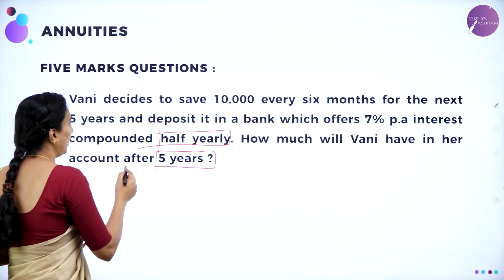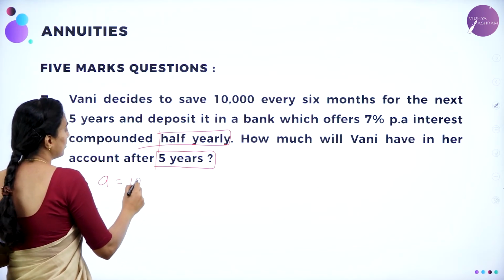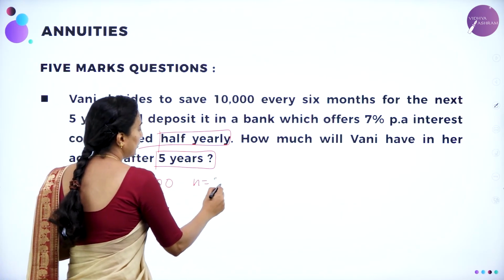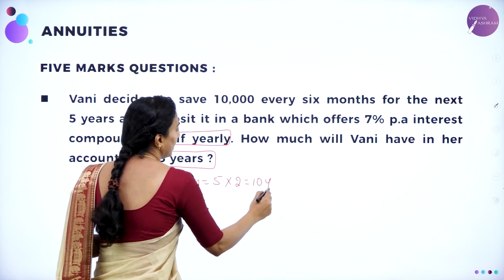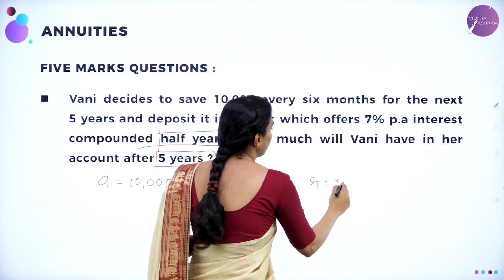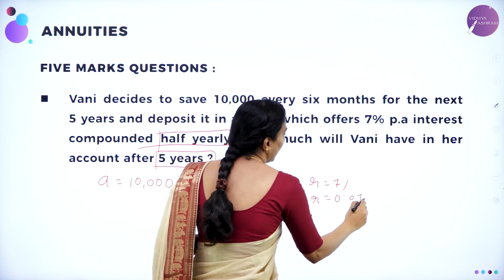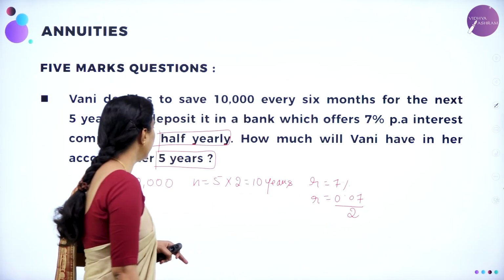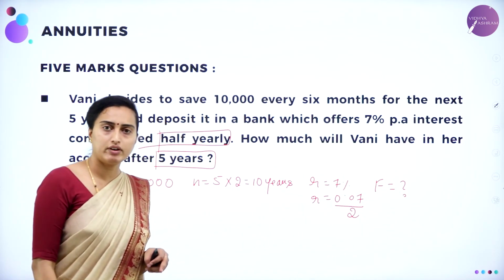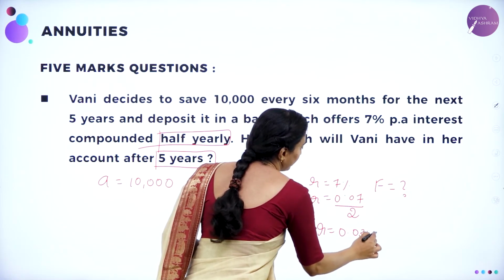So here Vani decides to save rupees 10,000 every 6 months, which means A is equal to 10,000. And then N is equal to 5 into 2, which is 10. As already told you, half-yearly means you should multiply by 2. Then R is equal to 7%, which after dividing by 100 is 0.07. Again, you need to divide by 2. Correct? And then you need to calculate a future value. This is what they've asked you to do. After doing this, you are going to get R value is equal to 0.035.